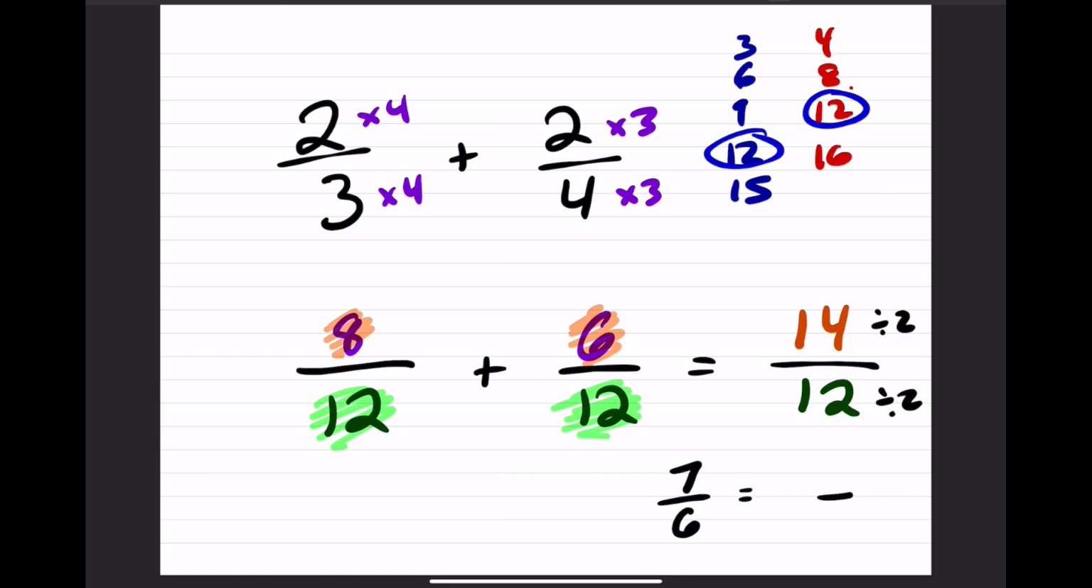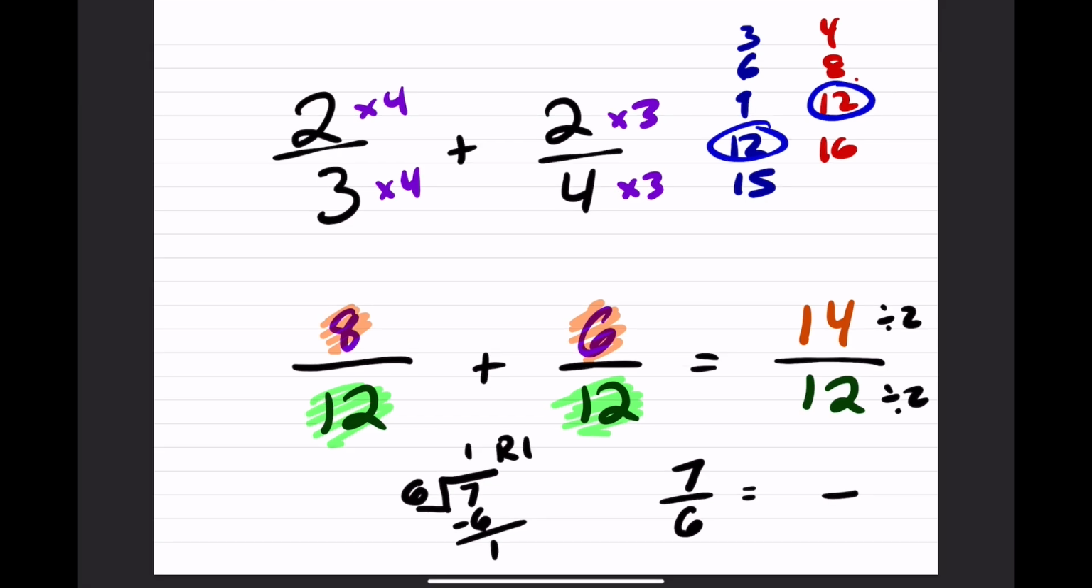So what we're going to do is some division. I take the denominator, that's what I'm dividing by. The numerator is what I'm dividing into. 6 goes into 7 one time. And there's a remainder of 1. So this 1 here is going to become my whole number. Then the remainder is going to become my numerator, and my denominator will stay the same. So my answer is 1 1/6.